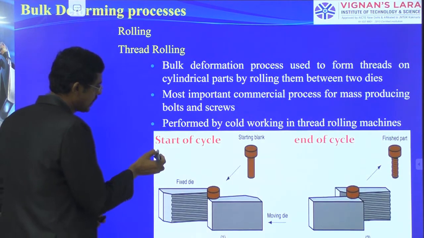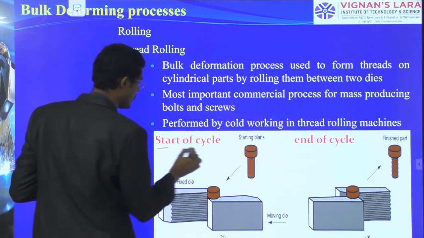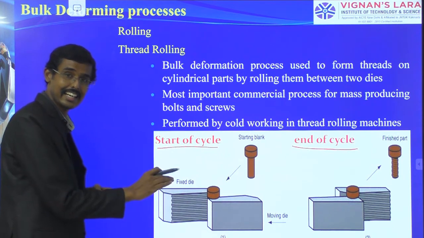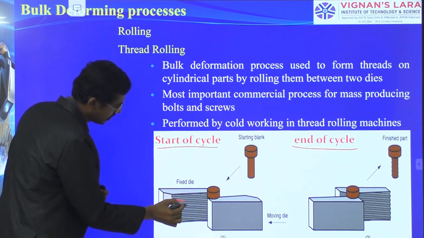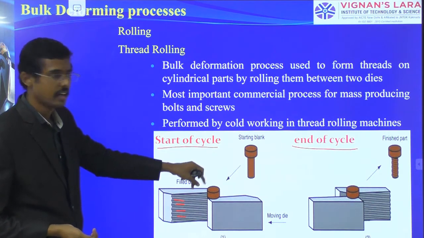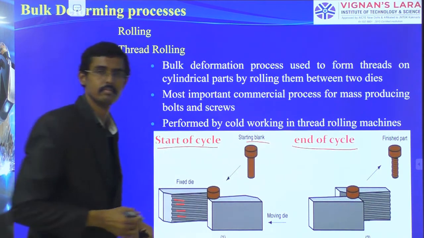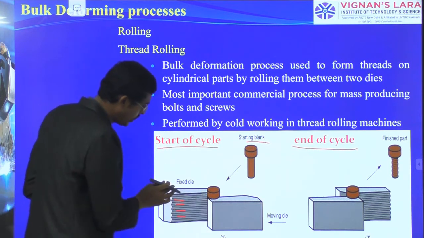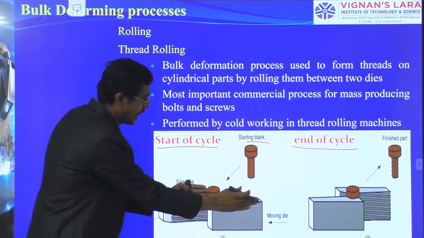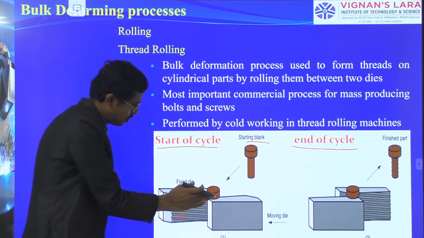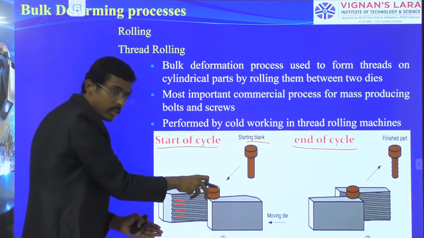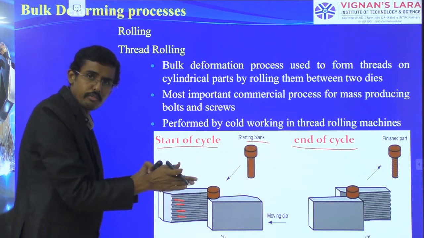So here it is the start of the cycle, end of the cycle. What happens? The die contains threads. You see, threads are there. A design, what we need. Therefore, on the die, I am keeping a blank, which is kept inside, and one die is fixed. In the start position I am trying to move, roll. Therefore what happens? Due to the rolling action, this blank also keeps on rolling with the operation of forcing.